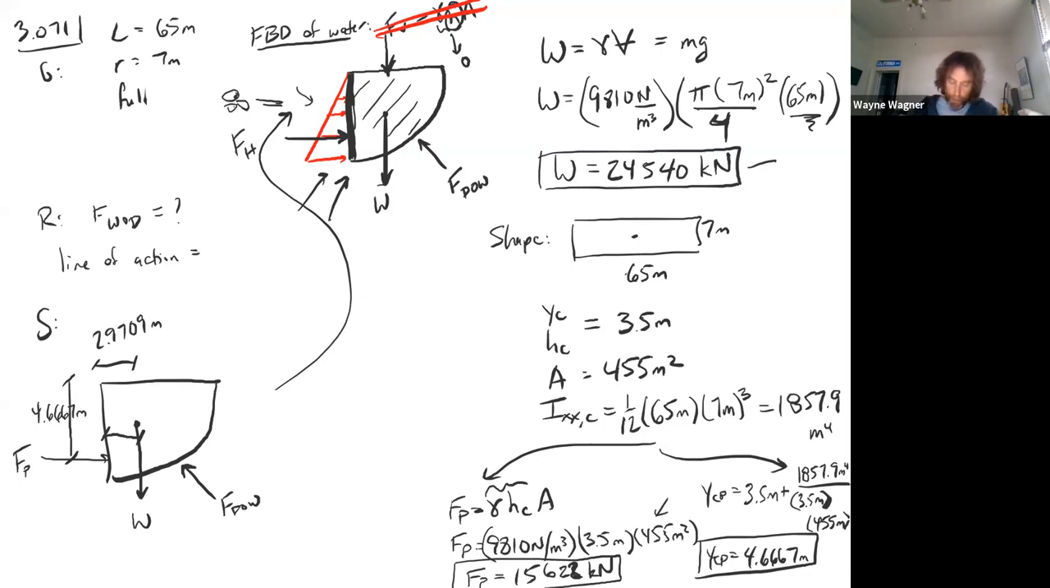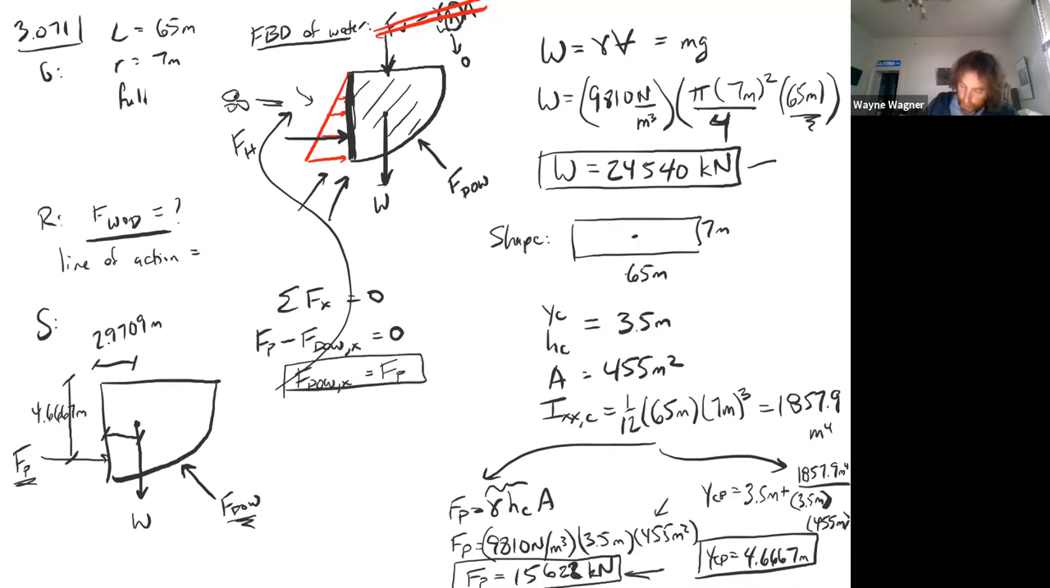Well, let's get the magnitude, water on dam. The way we get that is we sum forces in the x equals 0. Basically this force equals the x component of that force. So I get Fp minus F dam in the x equals 0, and F dam in the x is going to equal Fp. I'm not going to rewrite this number, but that's how you do that. And then you do the same in the y.